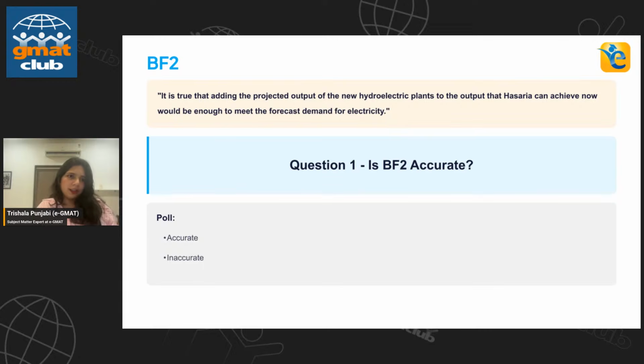Is it accurate? I really need to know this from you guys. And don't worry about giving the wrong answer. Honestly, it doesn't matter. In fact, the more wrong answers you give right now, the better it is for you, because you will see exactly where your gap is. And I'm not here to judge you.